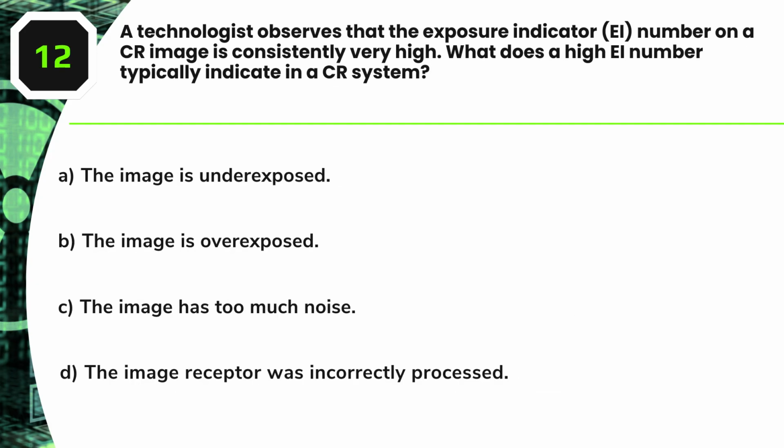Question 12. A technologist observes that the exposure indicator, EI, number on a CR image is consistently very high. What does a high EI number typically indicate in a CR system? A. The image is underexposed. B. The image is overexposed. C. The image has too much noise. D. The image receptor was incorrectly processed.